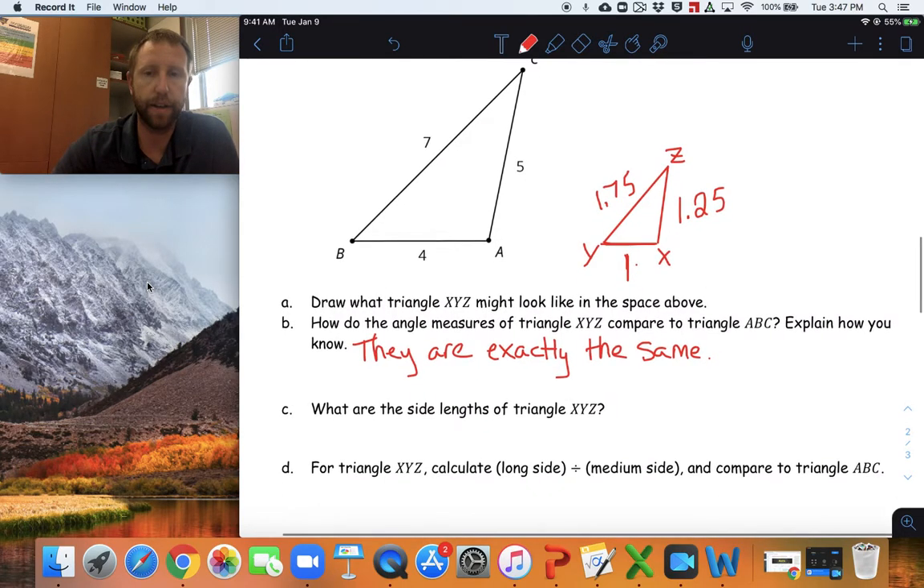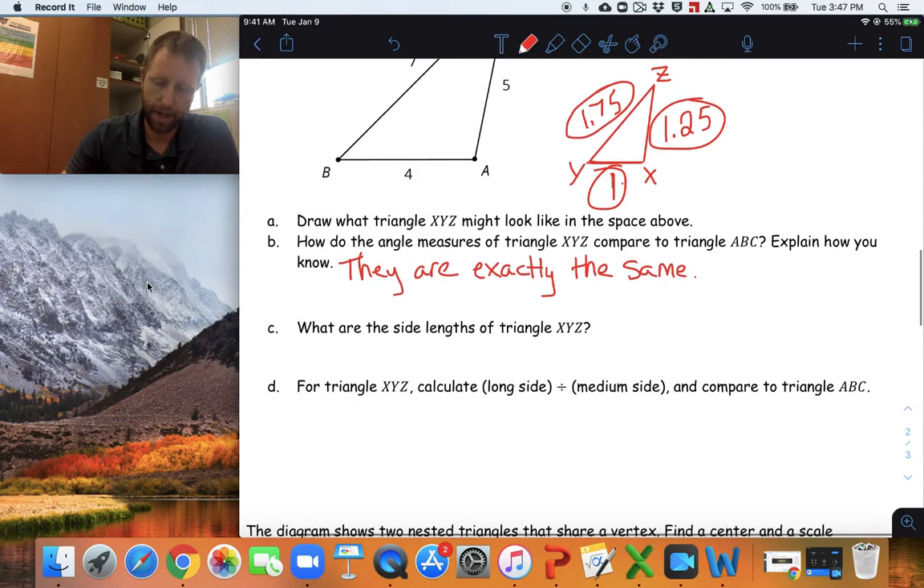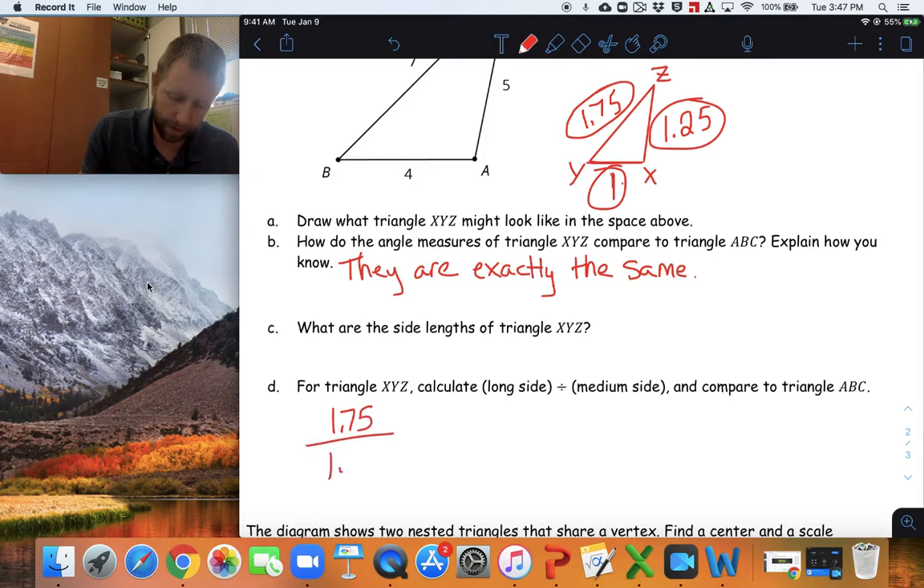What are the side lengths of triangle XYZ? I already have that up there. I already answered that part, right? And then finally it says here, for triangle XYZ, calculate the long side divided by the medium side. So that would be 1.75 divided by 1.25. And then compare that to triangle ABC. So let's write that out first. 1.75 divided by 1.25. And then compare that to triangle ABC.